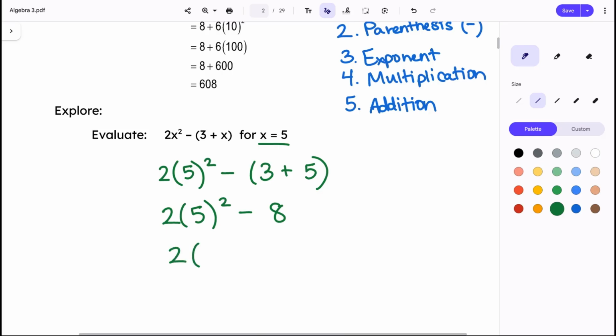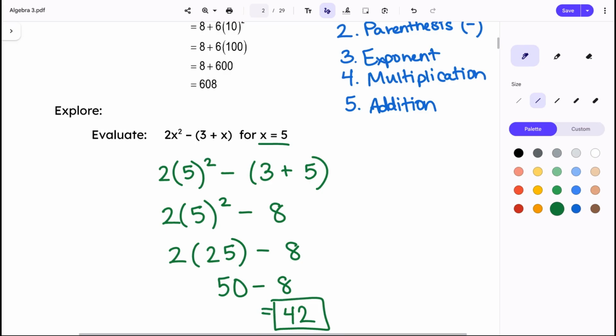Exponent. 5 squared is? Good, 25. Now what? Yep, which is 50. And 50 minus 8 is 42. Good.